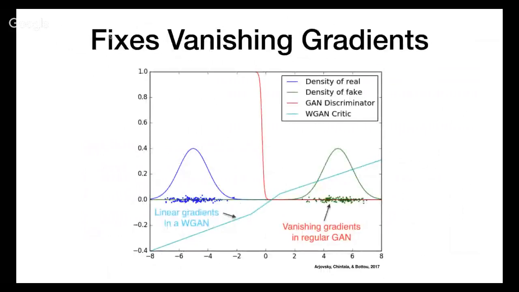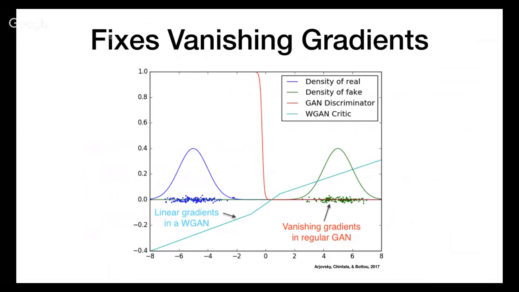And the nice thing about that is that you have non-vanishing gradients. So this red curve is kind of the reverse of what I showed you before. Basically, we have our gradients that are going to zero here when our two distributions are this far apart. If this green one was closer to here, we would have good gradients, but we lose them as we get over to here. And then with the Wasserstein GAN, we have gradients all the way through.